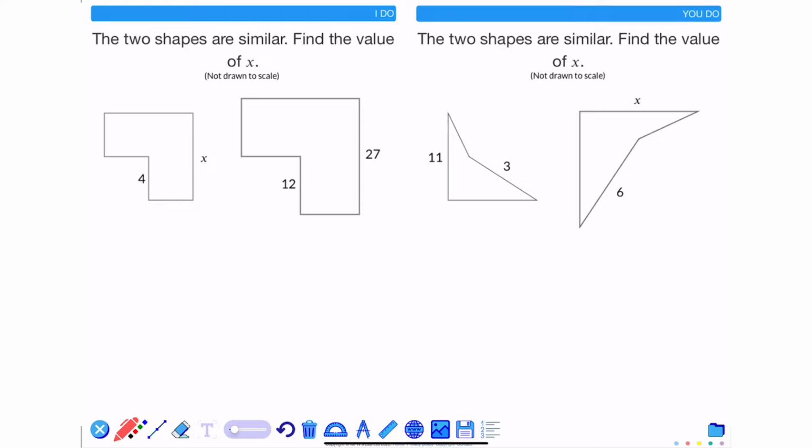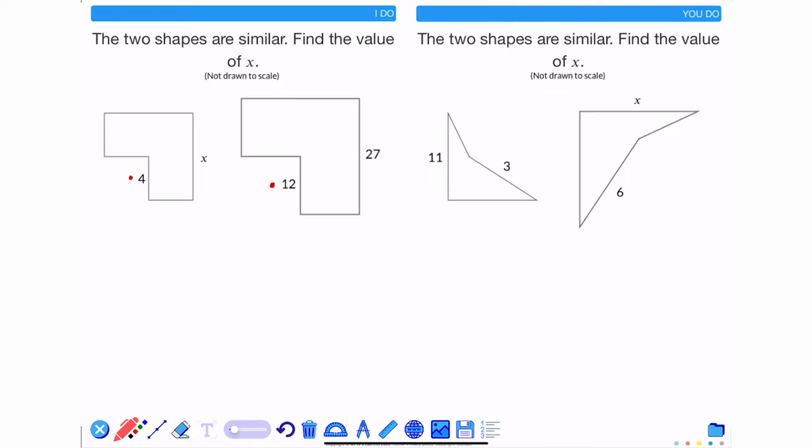In this video, we're going to be looking at how we can calculate unknown lengths in similar shapes. Two shapes are said to be similar if one shape can become another after resizing and rotating, reflecting, or translating. The lengths of the sides in one shape will have a scale factor of the same corresponding side in the other. So looking at 12 and 4, these are two corresponding sides.